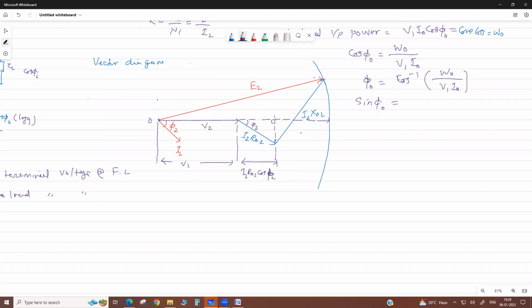Now, similar to this, we can apply here, na? This is 90. So this will come 90 minus phi 2. Then this is 90. This we calculate, then this angle is perpendicular. Now we draw the perpendicular line here.